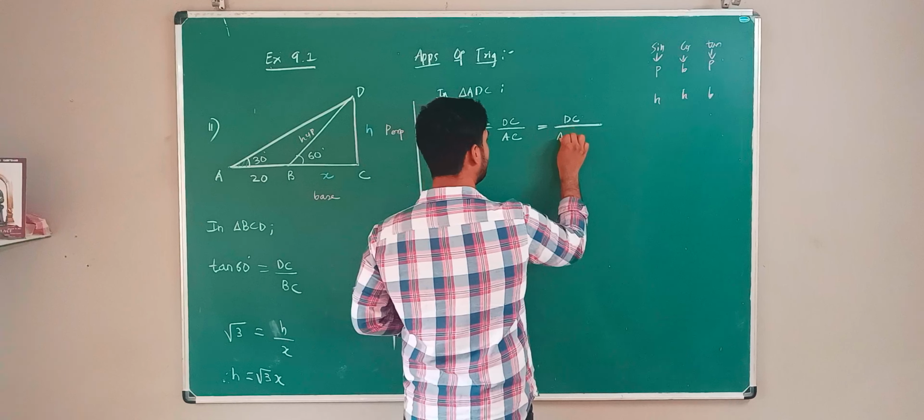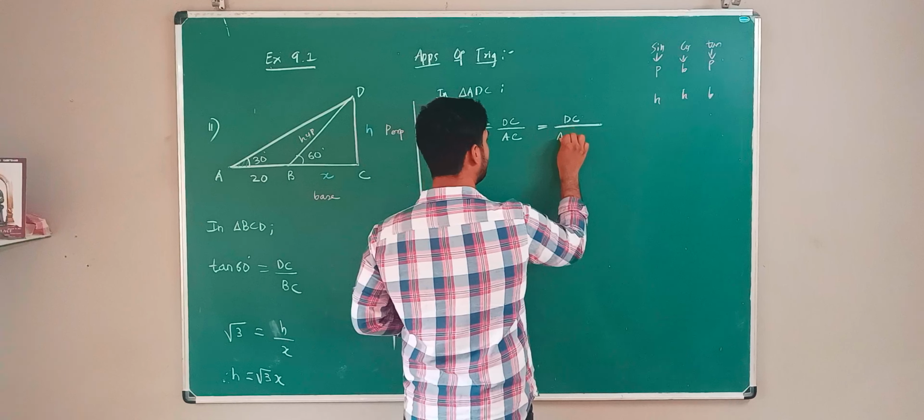See here, once again I will tell you, 20 plus x is equal to 3x. 20 is equal to 3x minus x, 2x, x is equal to 20 by 2, x is equal to 10, correct? Now what is x here? X is the value of BC, so BC is equal to X is equal to 10, and we should find the height H.